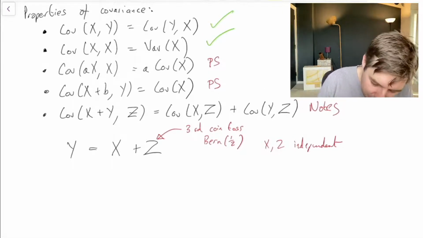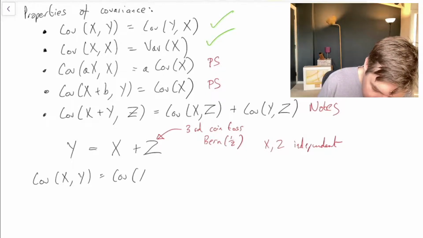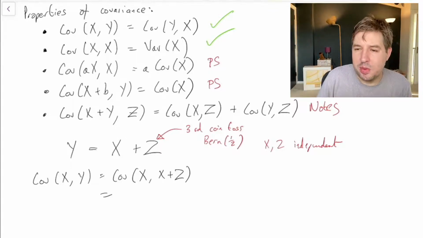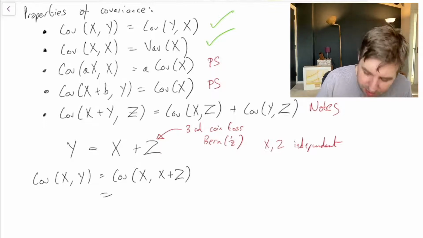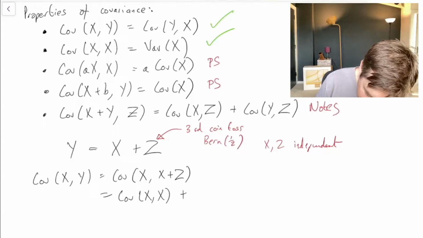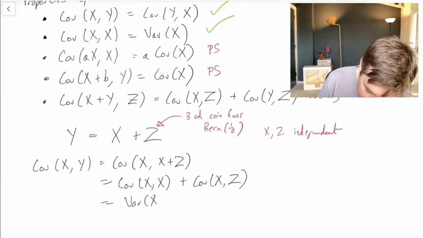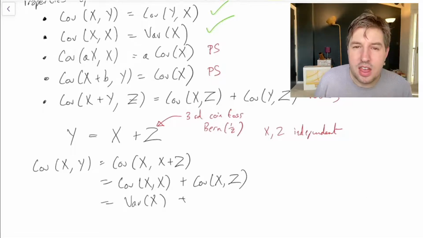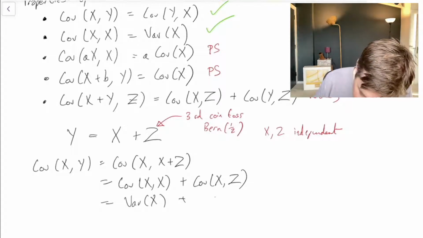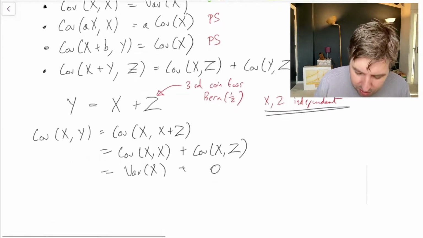If we did it that way and wanted the covariance of x and y, we would notice that that's the covariance of x and x plus z. Then we'd use the rules about adding things inside a covariance to make that covariance xx plus covariance xz. Covariance xx is the variance of x. For the other term, x and z are independent, so their covariance is 0.